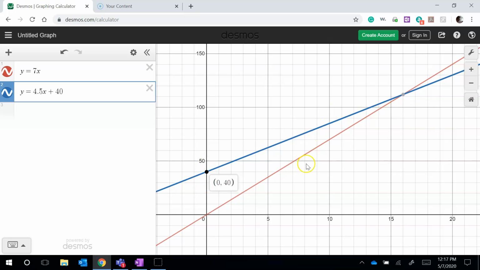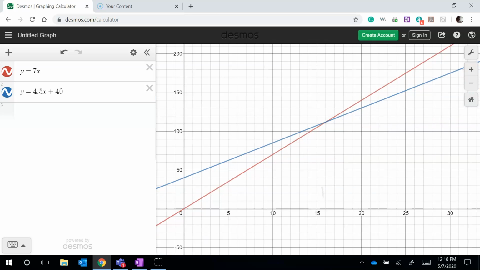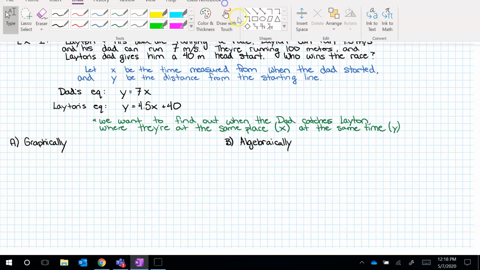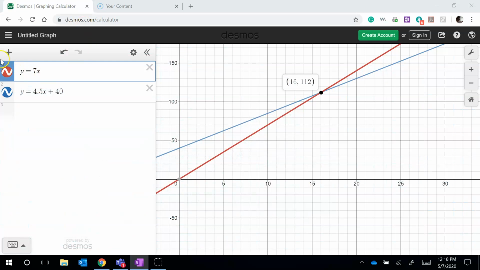Where are they at the same place on the y-axis? This is my distance, at the same time on my x-axis. To do that, we want to figure out where these guys intersect. They cross at this point, 16, 112. Again, always x, y. My x is 16. My y value is 112. I'm going to take a little screenshot of that, just so that we have the graphical representation here in the notes.